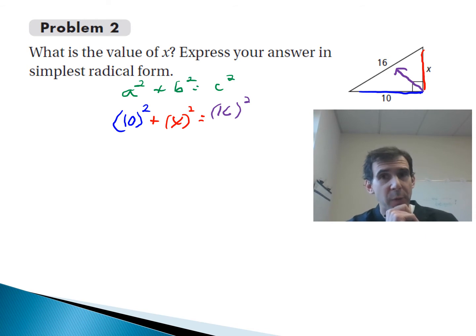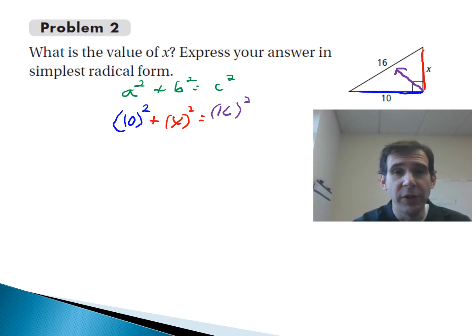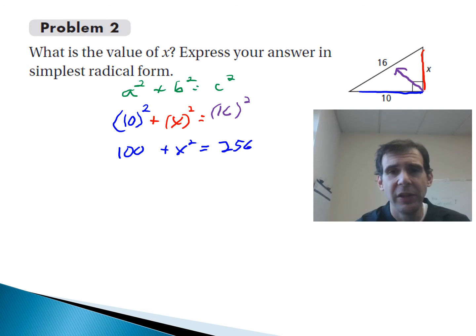Some of you hopefully went ahead and solved this for x, which is what we're going to do right now. So let's take a look here. We simplified. 10 squared is 100 plus x squared equals 16 squared. Just use a calculator, it's 256.